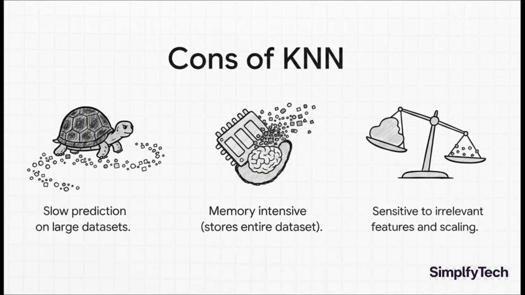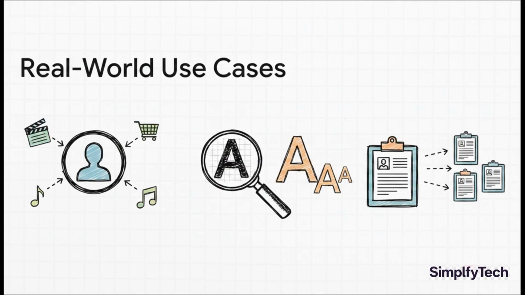Now for the cons, and really they're the flip side of its lazy personality, because it has to compare a new point to every single point it's ever memorized, it can get incredibly slow when you have a huge data set. And for that same reason, it's a total memory hog, since it needs to keep that entire data set in memory. But even with those downsides, you see the logic of KNN everywhere.